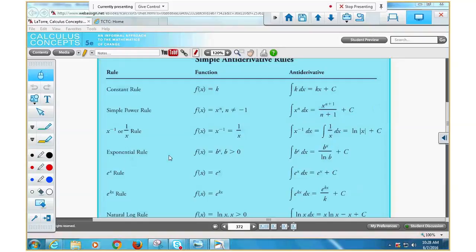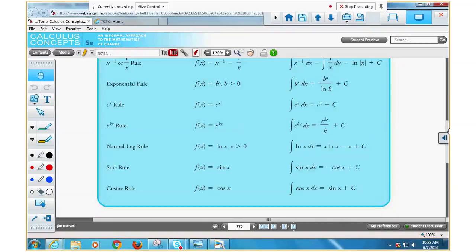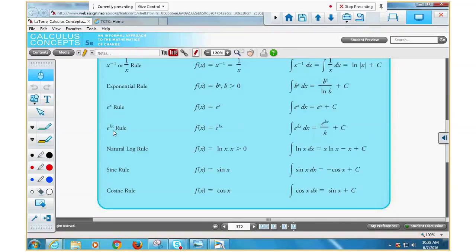Here's your exponential rule. If you have 4 to the x power, then that would be 4 to the x over natural log of 4. And this one's the one you might need to write down. E to the x is e to the x. Here's the rest of them. E to a constant times x, e to the 2x, is going to be equal to e to the 2x over 2. Now you might see that one again.